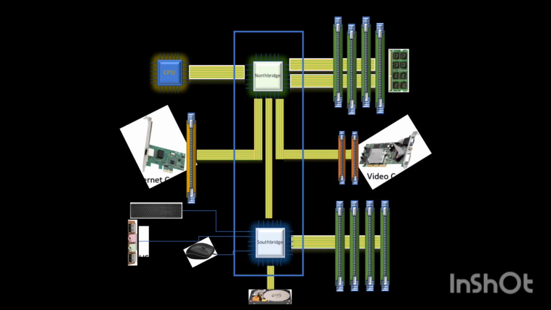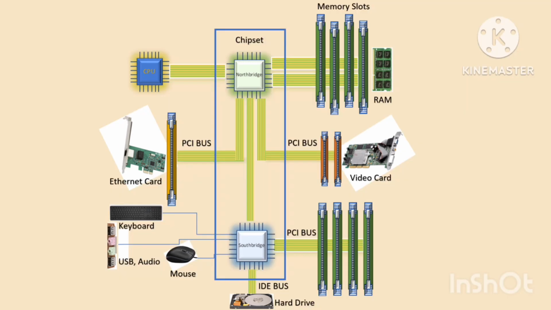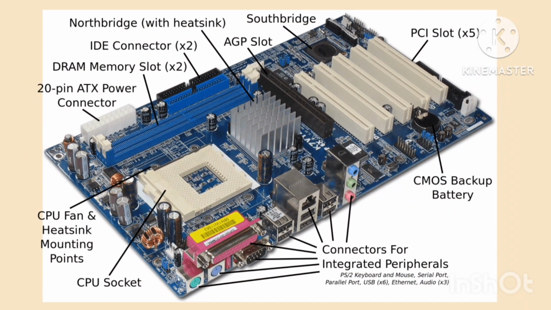The chipset is a collection of electronic components on a computer's motherboard that manages the flow of data between the CPU, RAM, and other components. It acts as a bridge between the CPU and other components, and it is responsible for coordinating their interactions and ensuring that they work together smoothly.